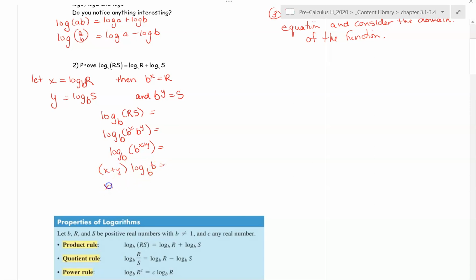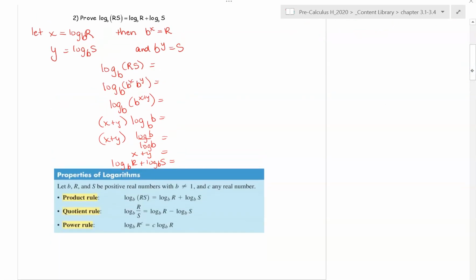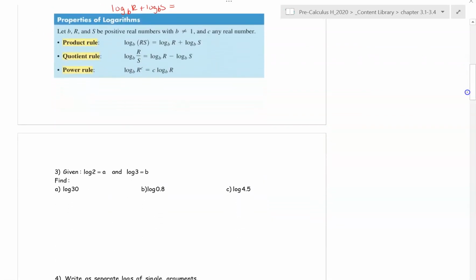And now we'll use the change of base property that says that log base b of b is log b divided by log b, which is 1. So we end up with x plus y, which we know is log base b of r plus log base b of s. And so we are done with our proof. So again, here are our properties: product rule, quotient rule, power rule. Let's go ahead and do some practice problems.